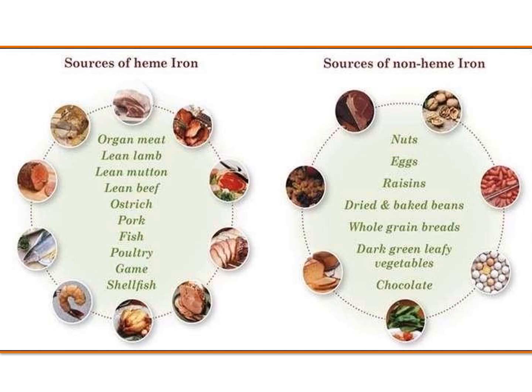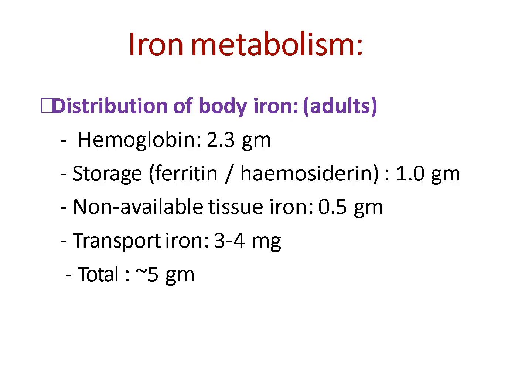Different sources of heme iron and non-heme iron are given below. Now we will talk about iron metabolism. Distribution of body iron in adults is given below. Hemoglobin 2.3 gram, storage in the form of ferritin and hemosiderin 1.0 gram, non-available tissue iron 0.5 gram, transport iron 3 to 4 milligram. The total iron is approximately 5 gram.